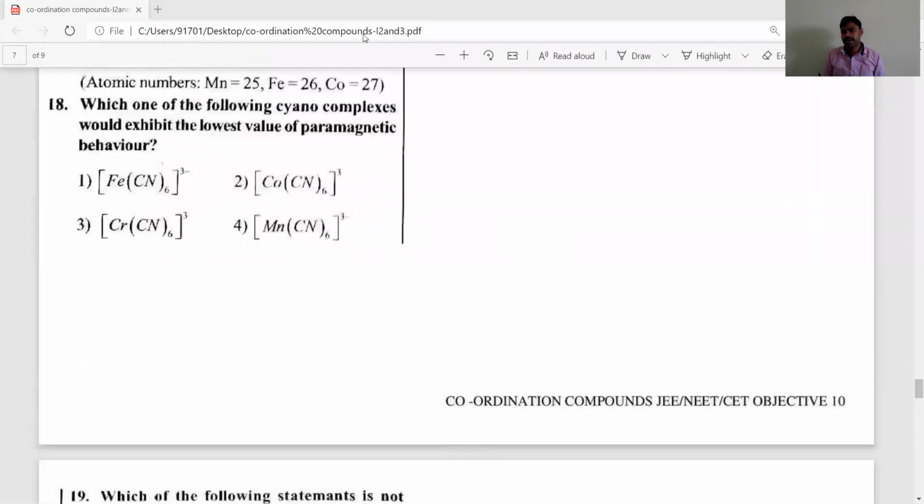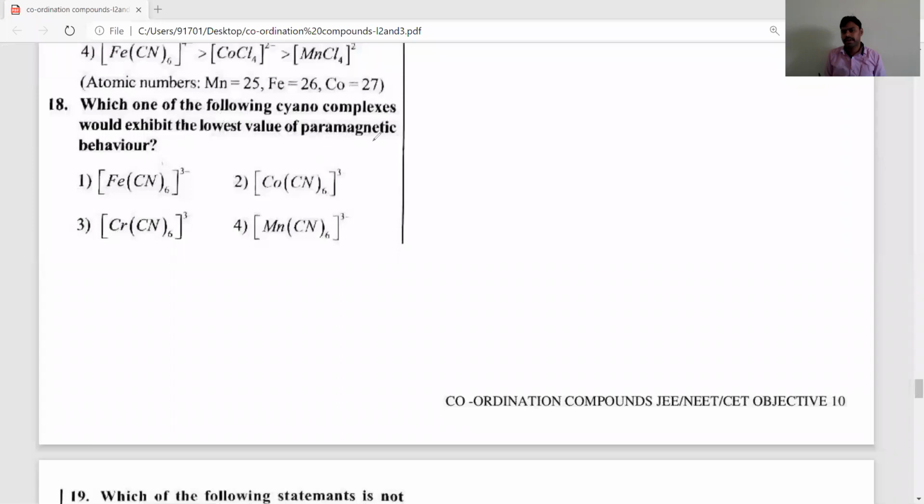Which one of the following cyano complexes would exhibit the lowest value of magnetic behavior? Lowest magnetic behavior means the n value is less. The complex which has the lower n value has lower paramagnetic behavior. Here, the first complex.